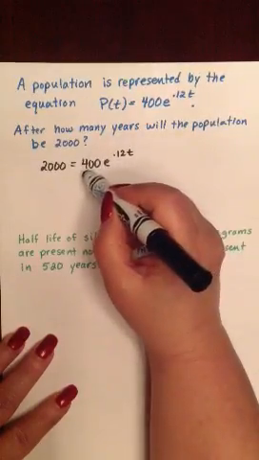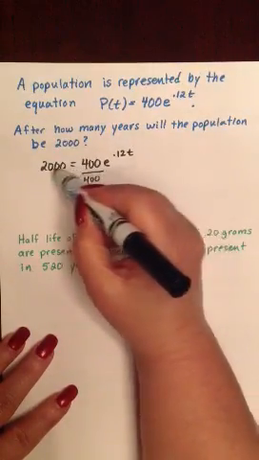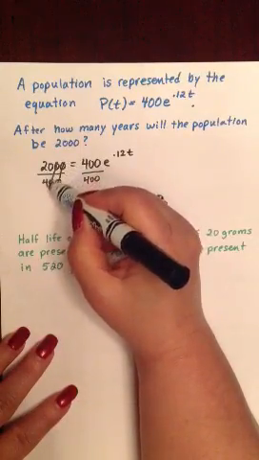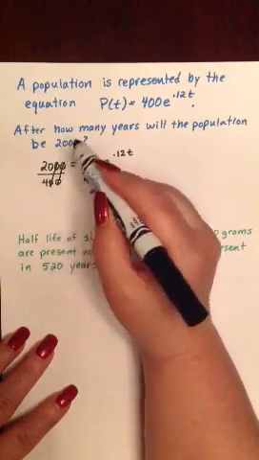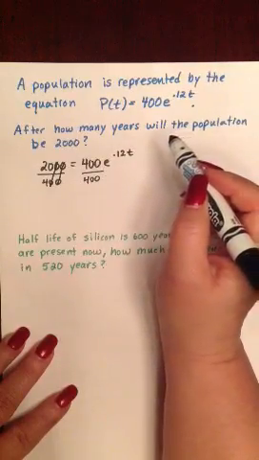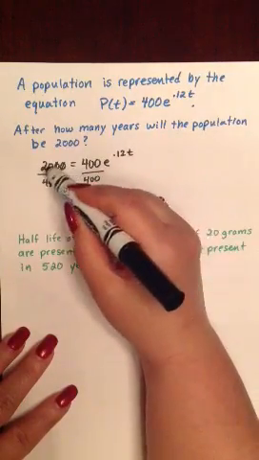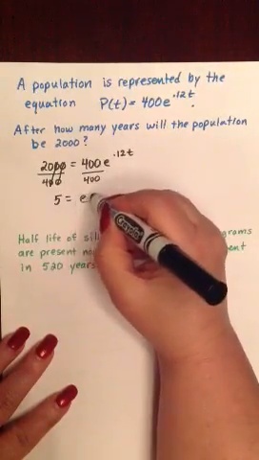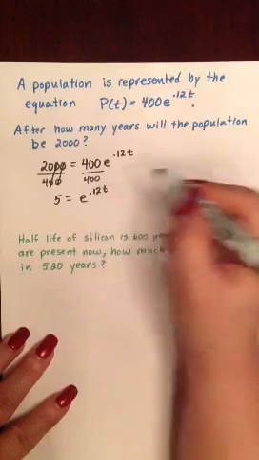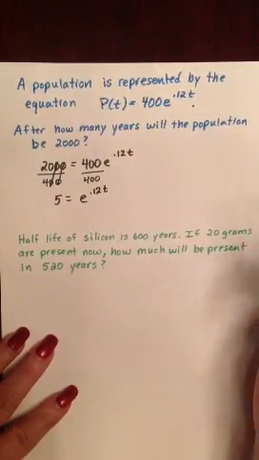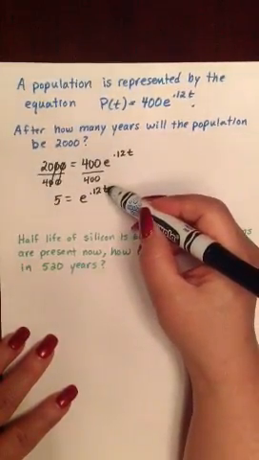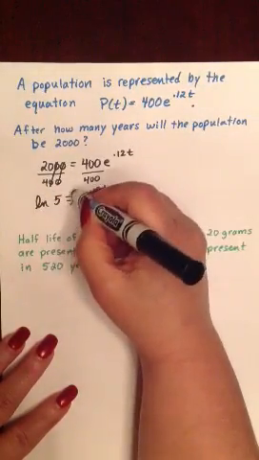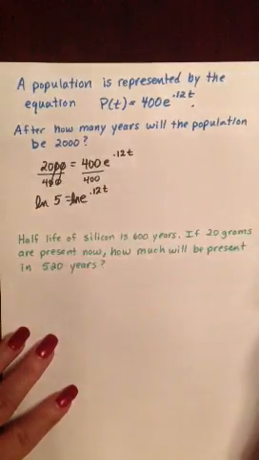To solve this, the first thing I do is divide both sides by 400. Two of the zeros cancel, so I get 20 over 4, which is actually 5, equal to e^(0.12t). If you're trying to solve for a variable that's in the exponent, you take the natural log of both sides. Or you could take the regular log, but it makes sense to do natural log.